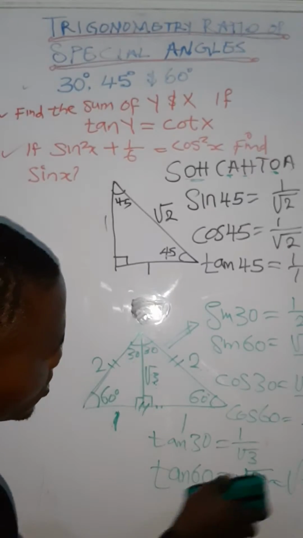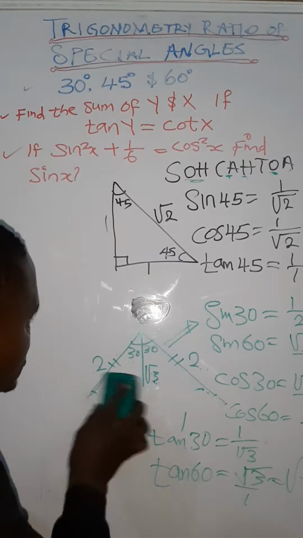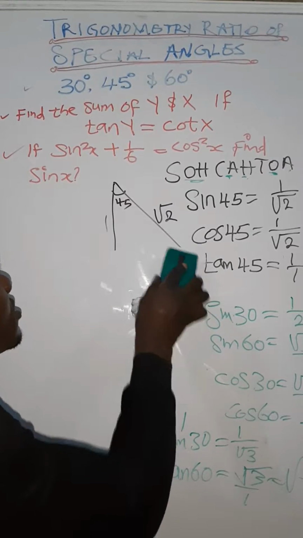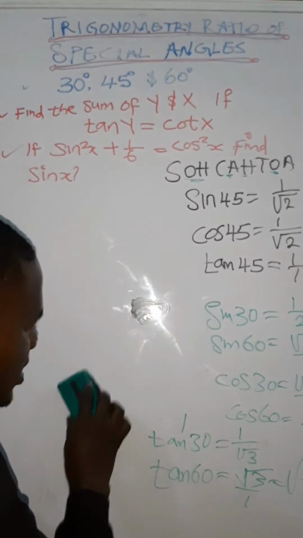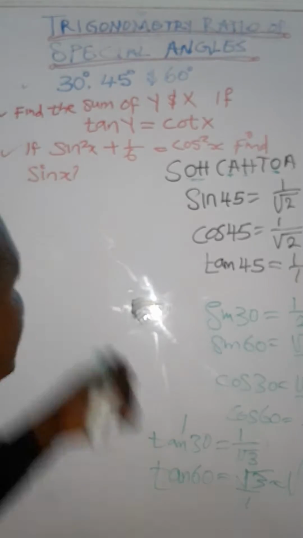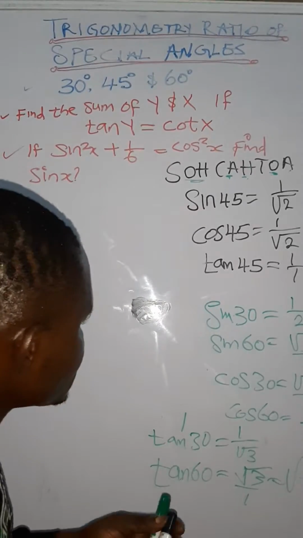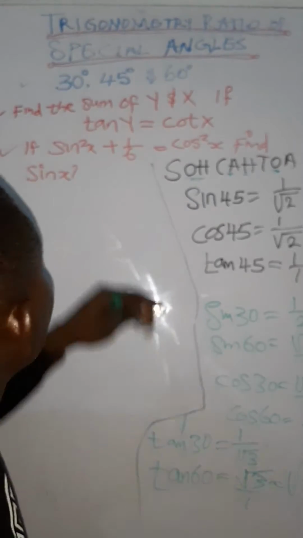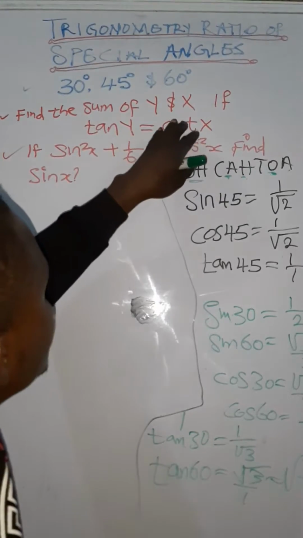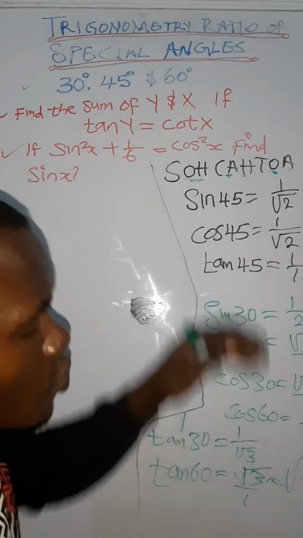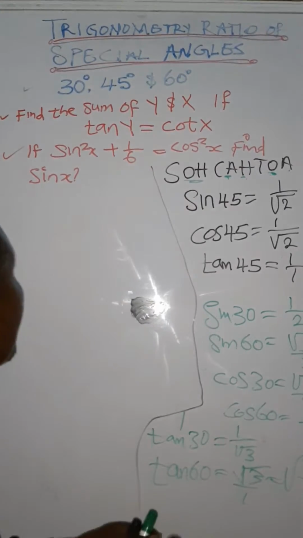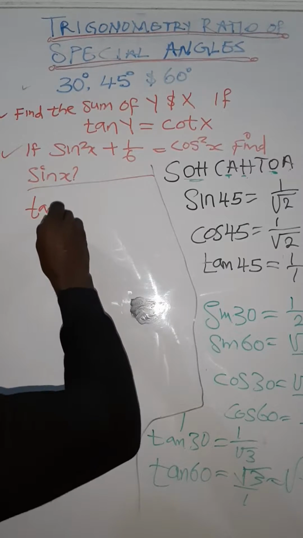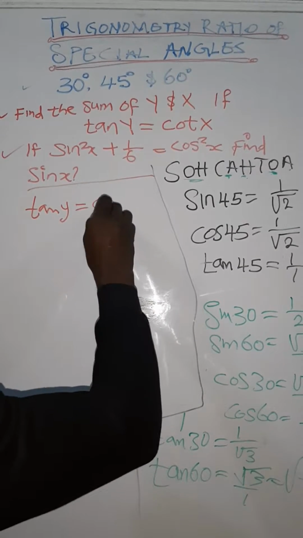Now, because I still need some of this, let me clean this page to solve the question. Let's solve this question now. Solving this first question. The question says, find the sum of y and x if tan y equals cot x. So I'm looking to solve this: tan y equals cot x.